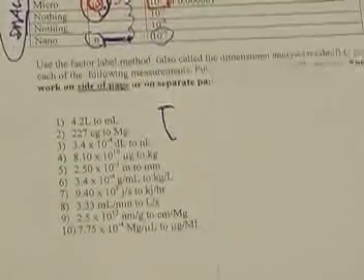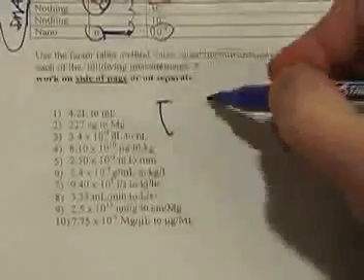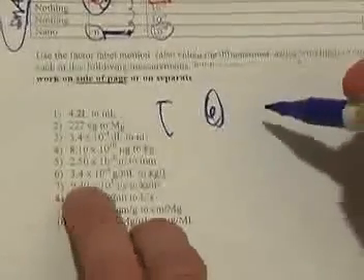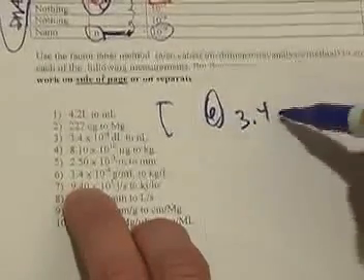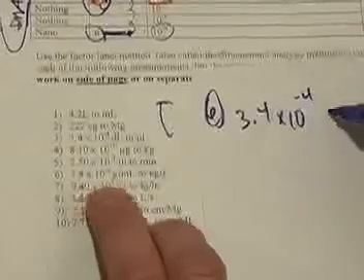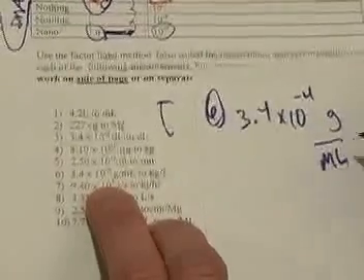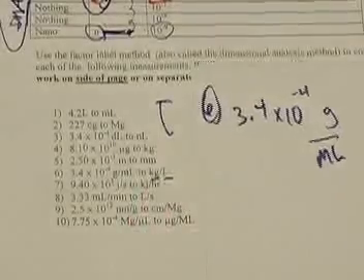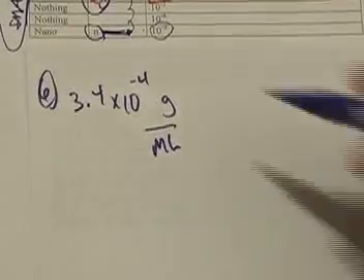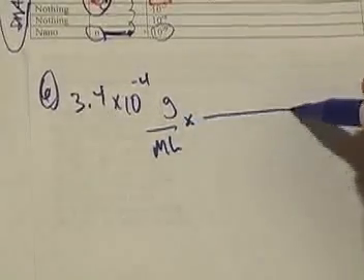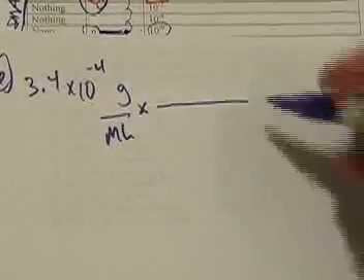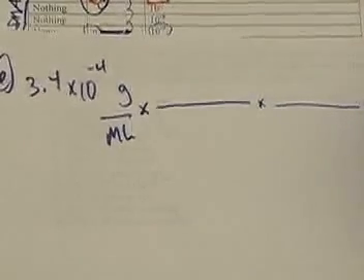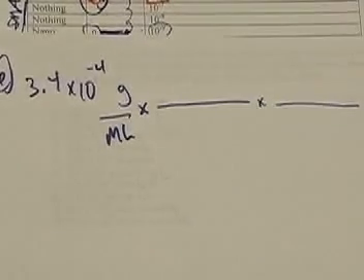Number 6. Number 6 says that there are 3.4 times 10 to the negative 4th grams per milliliter, and it wants us to go to kilograms per liter. Ooh, a double one now. So we're going to end up with two relationships. So go ahead and put a multiply sign on a line, and if you want to, put a multiply sign in the second line, because you're going to have to convert two things.